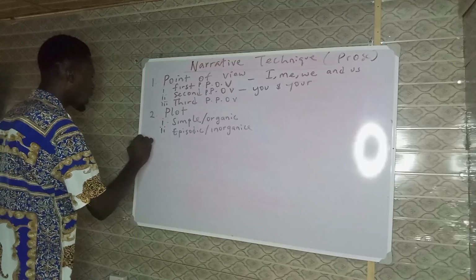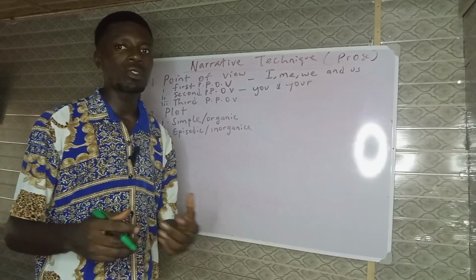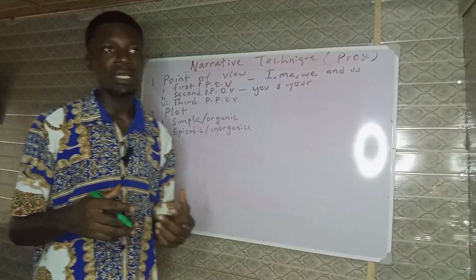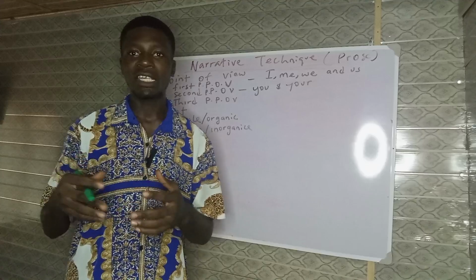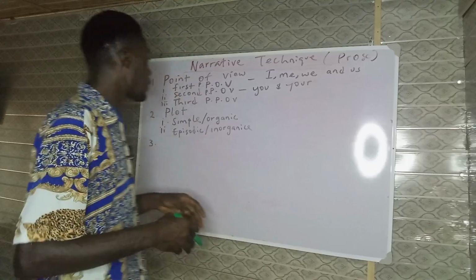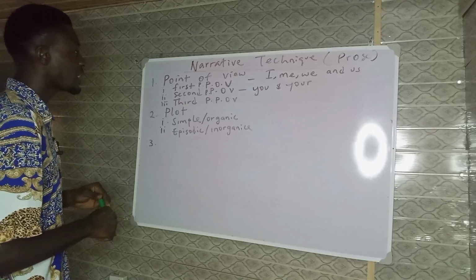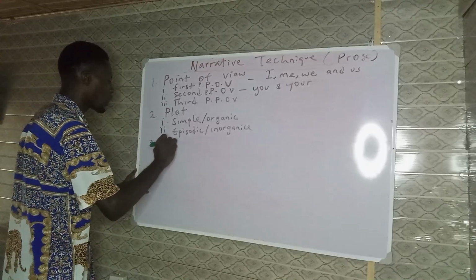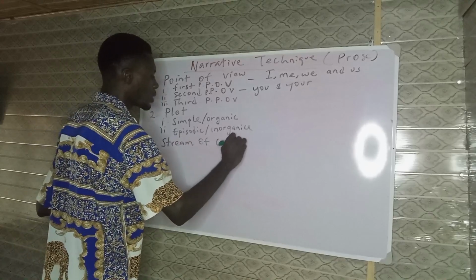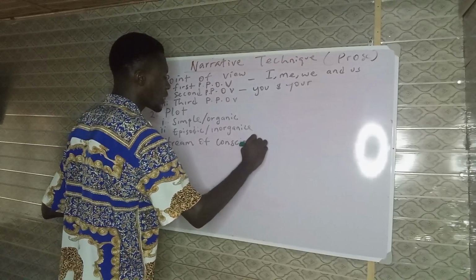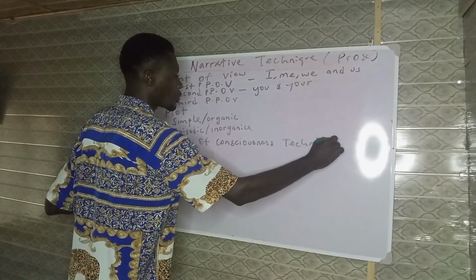Number three, I mentioned much earlier that there are points where the dramatic technique and narrative technique meet, right? So we've looked at point of view, and we've talked about plot. Another narrative technique that we find is what we refer to as the stream of consciousness technique.